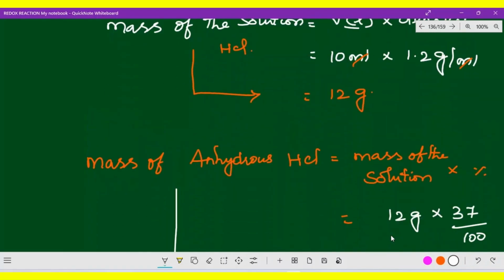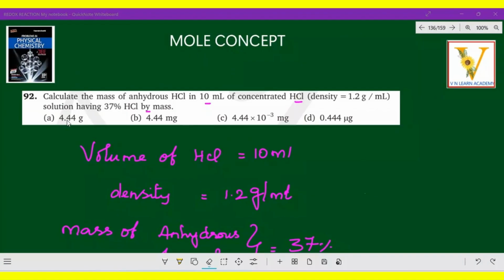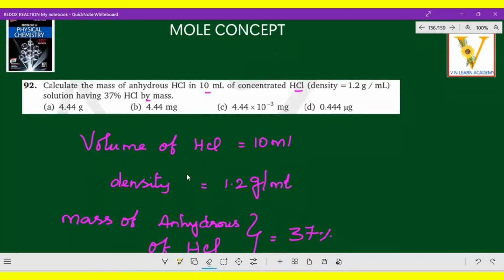Now, what is the option? I mean, what is the correct answer? It is 4.44 gram. Now, which is the option: 4.44 gram, 4.44 milligram, 4.44 into 10 to the power of minus 3 milligram, 0.444 microgram, right? See, in that, which is the correct option? When we see the options, we actually get confused, right?